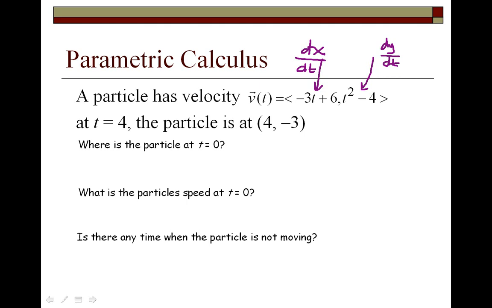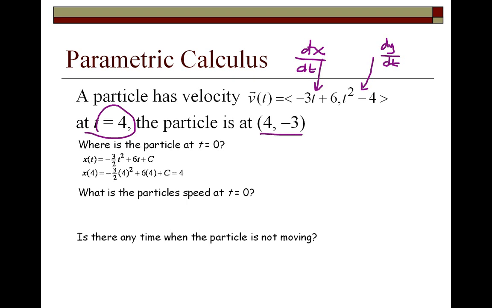Okay, so right here, I want to know where the particle is at t equals 0. Well, if we start with velocity and we want to find position, then you have to do an antiderivative. So the antiderivative is going to be negative 3/2 t squared plus 6t plus a constant. You can't forget the constant. We're told that at t equals 4, we're at 4, negative 3. So we're going to use this information to figure out what c is.